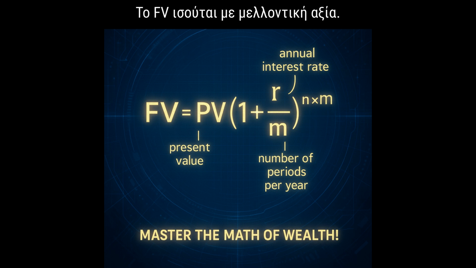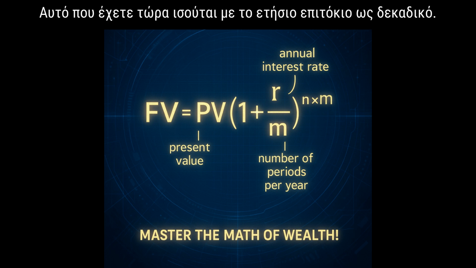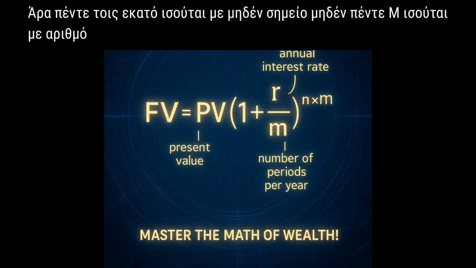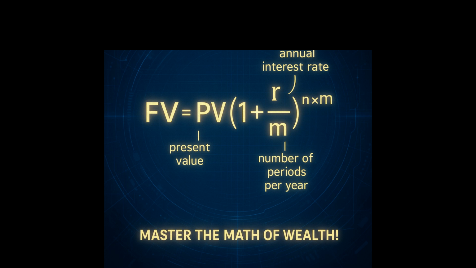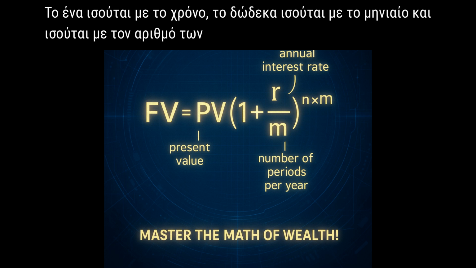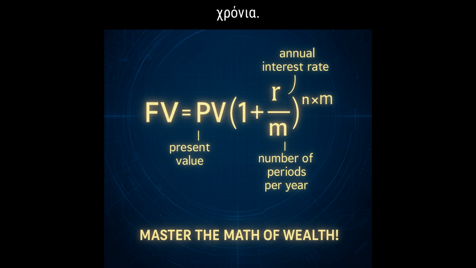FV equals future value, what you'll have in the future. PV equals present value, what you have now. R equals annual interest rate as a decimal, so 5% equals 0.05. M equals the number of times interest is compounded per year. 1 equals yearly, 12 equals monthly. N equals the number of years.